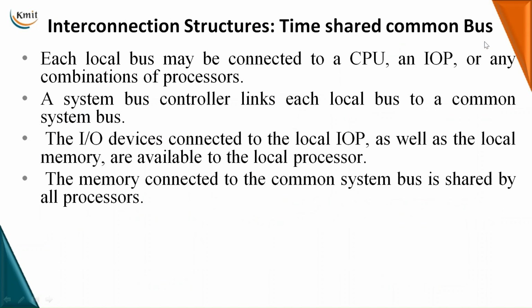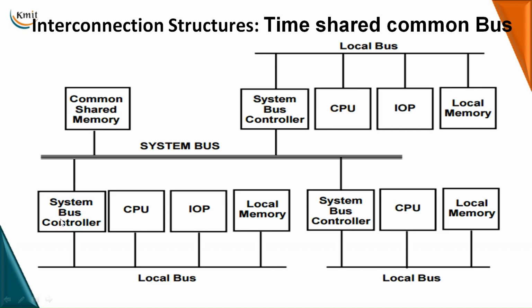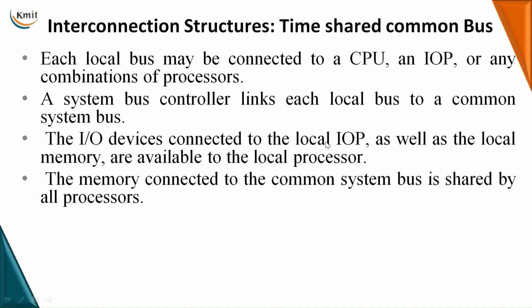Each local bus may be connected to a CPU, an IOP or any combination of processors. A system bus controller links each local bus to a common system bus. So the controller links this particular local bus to the system bus. The IO devices connected to the local IOP as well as the local memory are available with the local processor. The memory connected to the common bus system is shared by all processors.